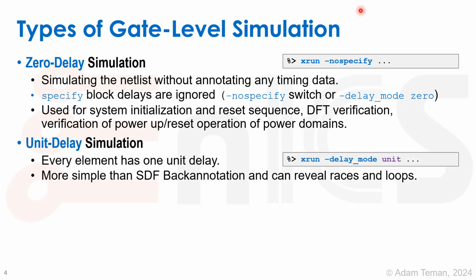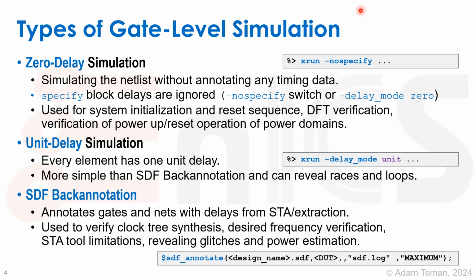Okay, the second type would be a unit delay simulation. We're not going to put timing, but we'll add a small unit delay to each and every standard cell. It's simpler than actually putting on timing, but it gives some degree of delay, so it can reveal all kinds of things like races and loops and so forth. It's not commonly used though.